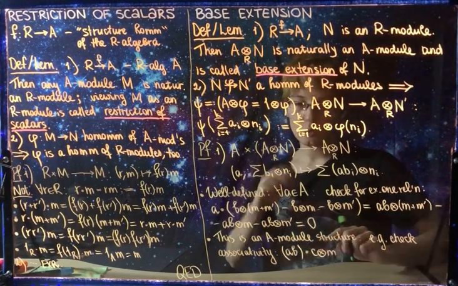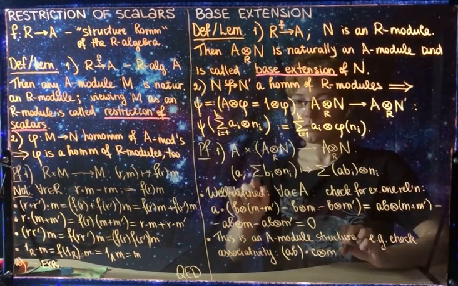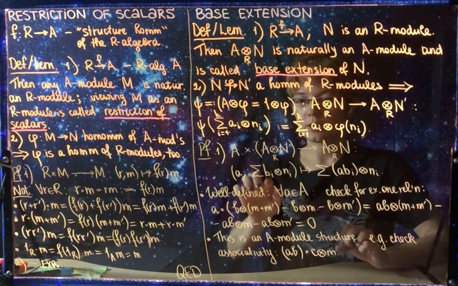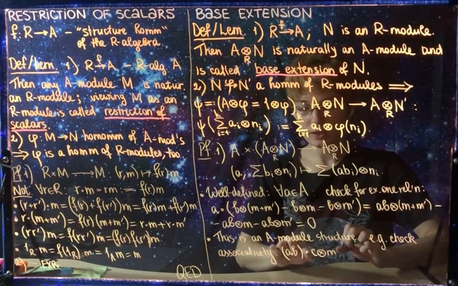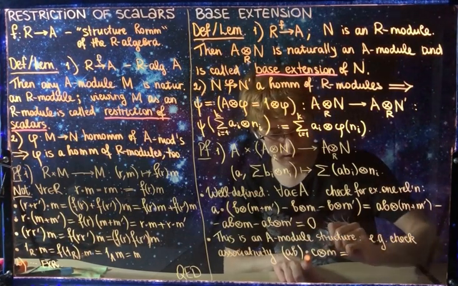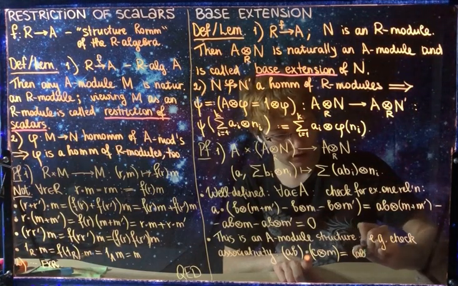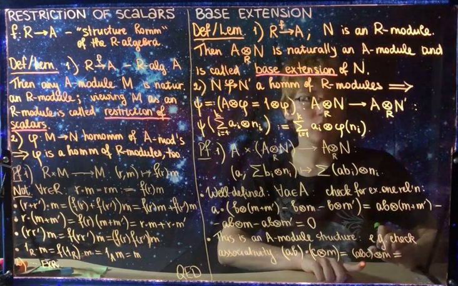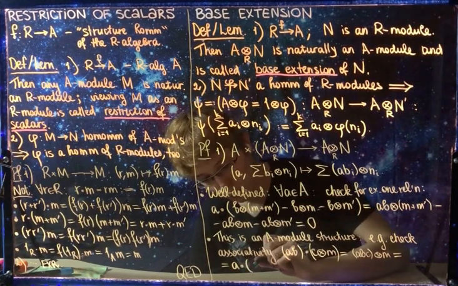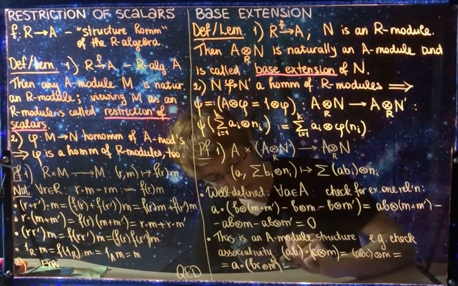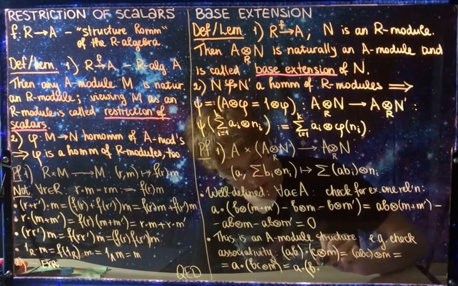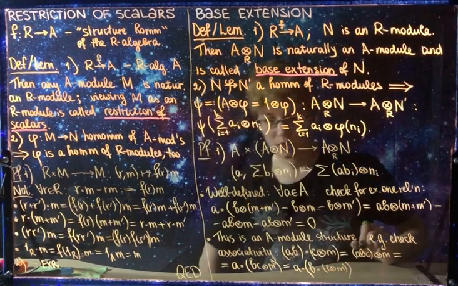And now, because this operation is defined on elementary tensors and extended by additivity, it is enough to check this on elementary tensors. So we check that AB times C tensor M is equal to ABC tensor M. But then multiplication in A is associative by our assumptions on all the rings and algebras. So we get that this is equal to A times BC tensor M. And then the tensor in the bracket is equal to B applied to C tensor M. And so we checked associativity.